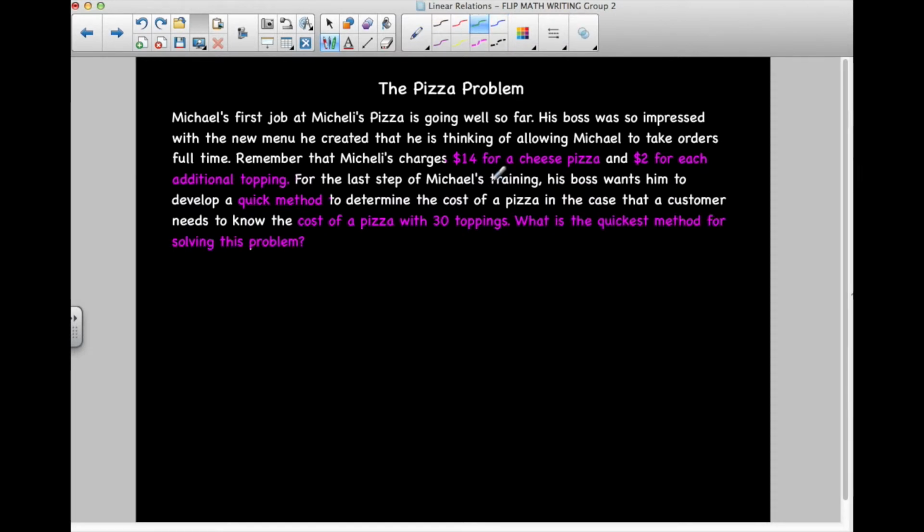So there's a couple of things that we've learned from previous problems that we can highlight here. We did learn that they charge $14 for a cheese pizza, and we called this base cost. And we charge $2 for each additional topping. And we came to explore that this was our rate of change.